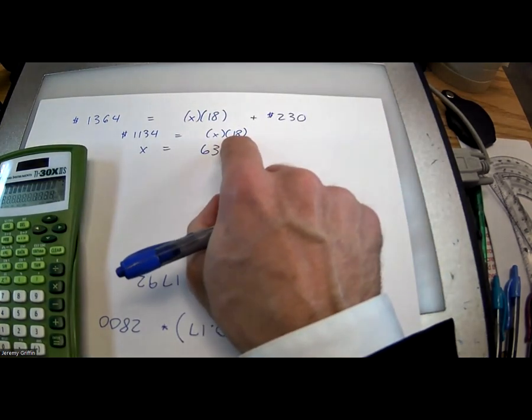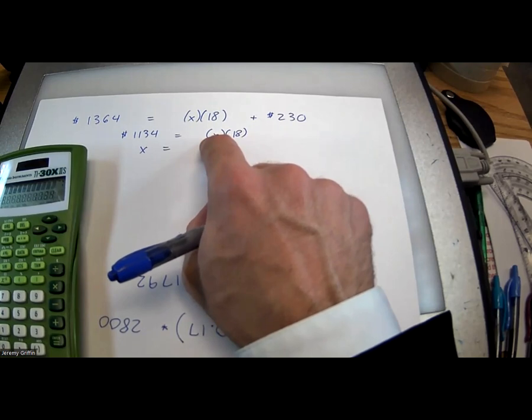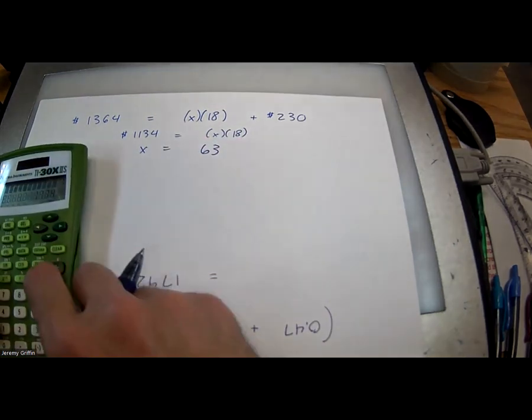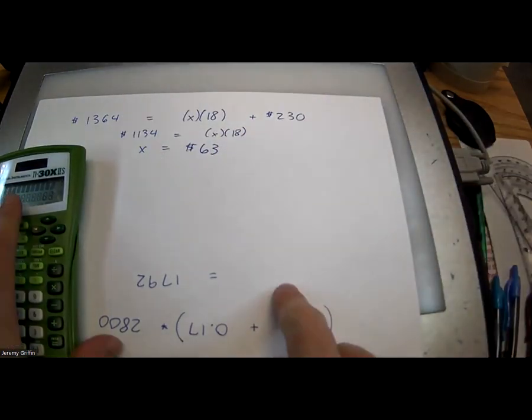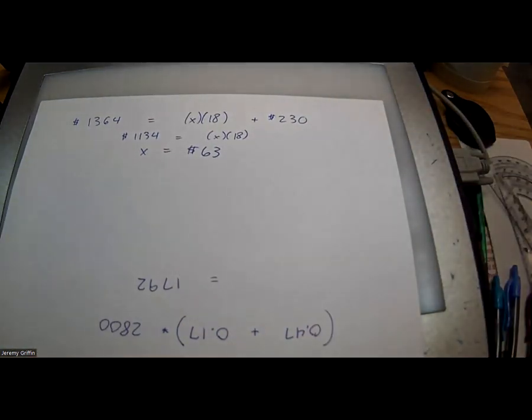So the 18 refers to number of cartridges, X refers to the price per cartridge. Okay. So divide by 18, and I'm getting $63 per cartridge. 63.